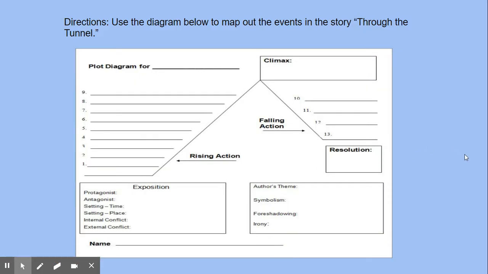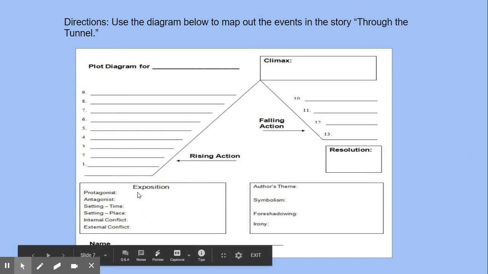And so here we have an example of a linear plot diagram. You are to map out the events of the story Through the Tunnel. Use this as a guide in your notebook, your digital notebook, or your personal journal to map out the story as you read Through the Tunnel.